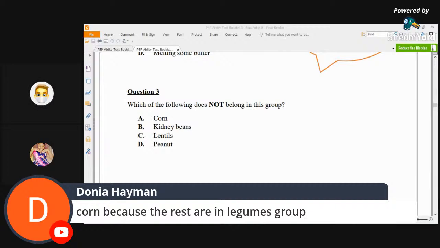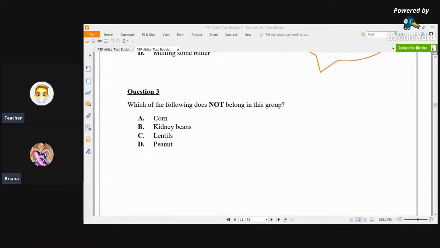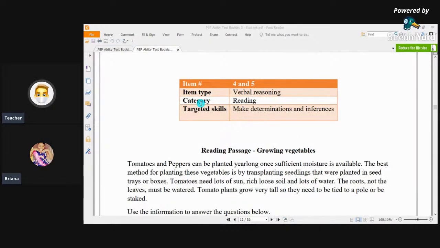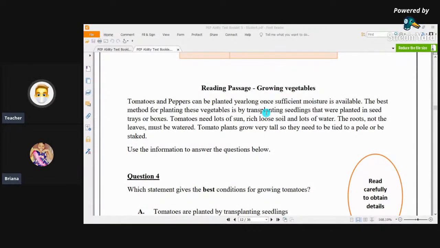Let's see if we can pull this one down now and go to our next question. All right. Let's see. Question 4. So we go to another type of question. It says for item 4 and 5, again, this section, verbal reasoning, the category now is reading. And what is a targeted skill? To make determinations and inferences. All right. So here's a passage. Let's get our reader. Reader, Brianna, let's go. Read this for me, please.